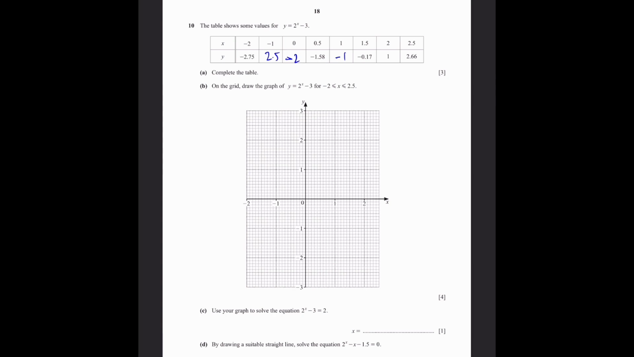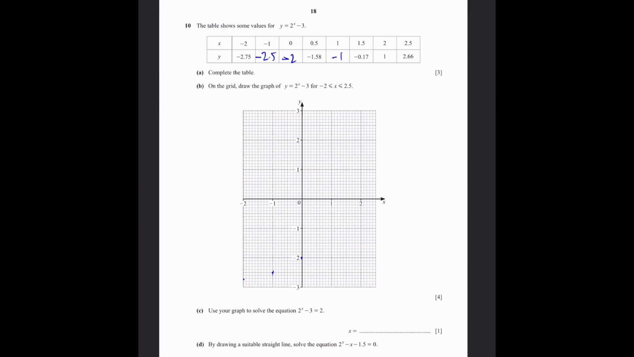On the grid, draw the graph of y equals 2 to the power x minus 3 for minus 2 less than or equal to x less than or equal to 2.5. So minus 2, x value, y is minus 2.75, which is down here. Minus 1, y is minus 2.5, is over here. 0, comma minus 2 is over here. 0.5, comma minus 1.58 is around here. 1, comma minus 1 is here.